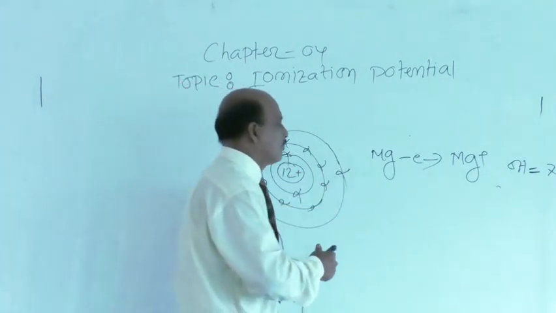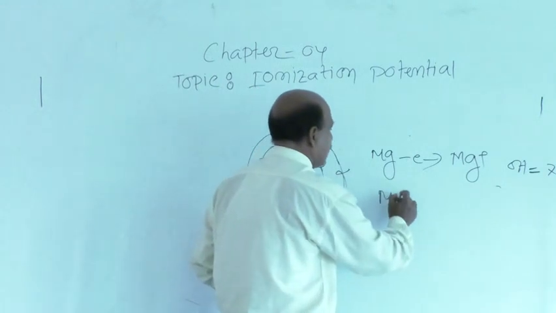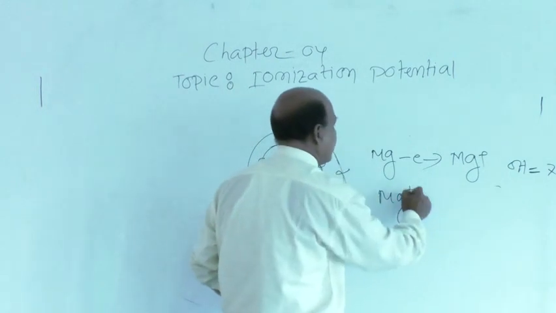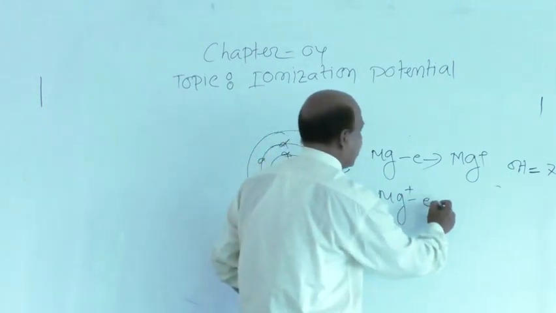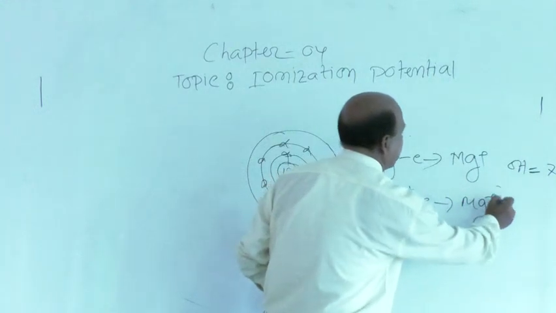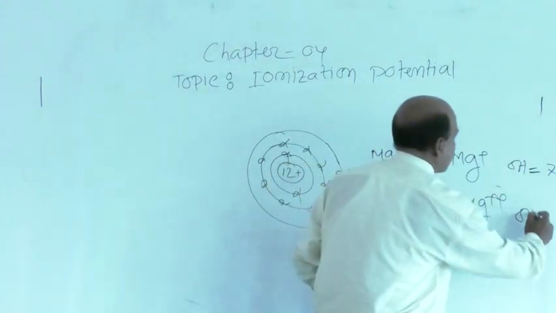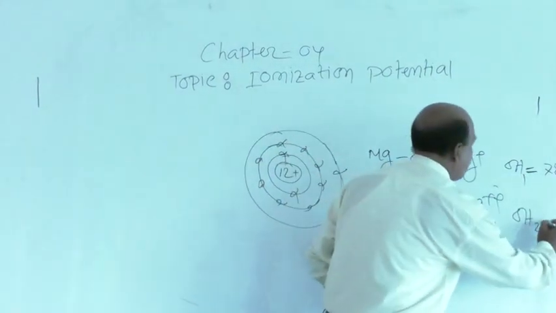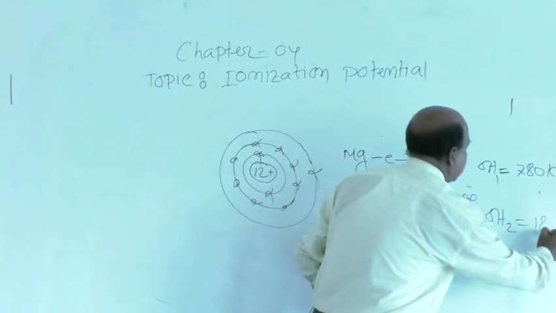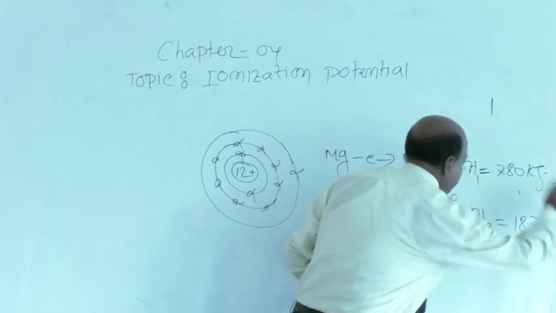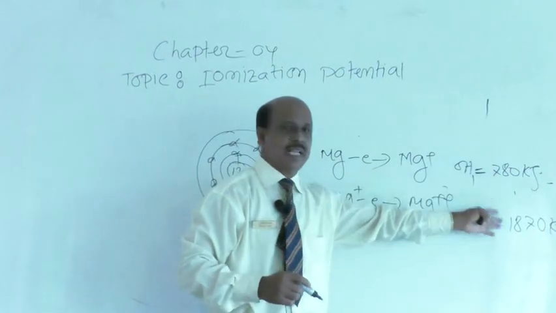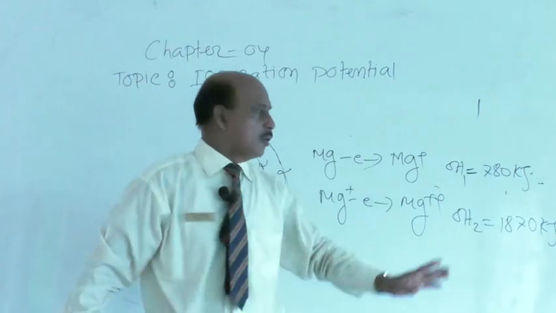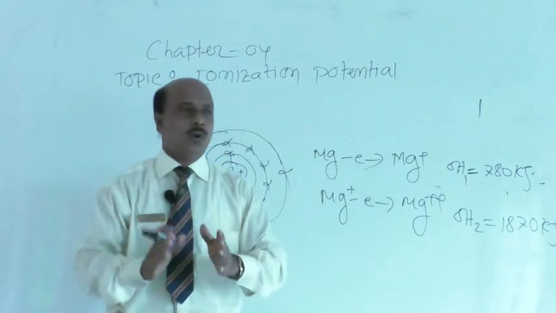So if we want to release the second electron from the outermost shell, magnesium plus releases another electron and becomes magnesium plus plus. So if this one is delta H 1, this will be delta H 2, and it will be, suppose, 1870 kilojoule, like this. I am considering this one. Actually, there are some real values, which you will memorize. I am considering these values to show what I wanted to show.